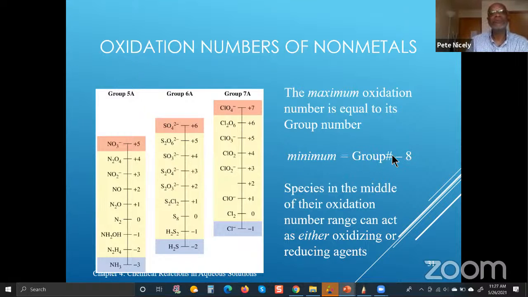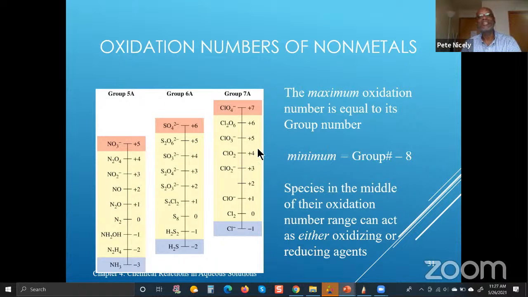And what this is showing you are some oxidation numbers of particular nonmetals based on their groups. So for example, in group 5A, nitrogen can have oxidation numbers ranging from +5 to -3, depending on the ion or molecule it's a part of, all right? In the case of group 6A elements, like sulfur, the oxidation number can range from +6 to -2. And in the case of group 7A, the oxidation number can range from +7 to -1, all right?